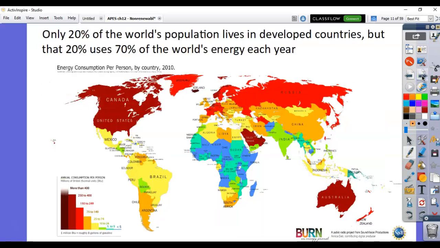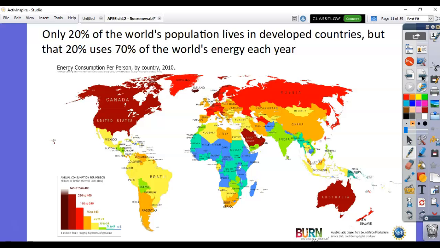Only 20% of the world's population lives in developed countries. But that 20%, we are in that 20%. Remember, developed countries, United States, Canada, Europe, Australia, uses 70% of the world's energy. So again, the developed countries are using a lot more than their actual share.